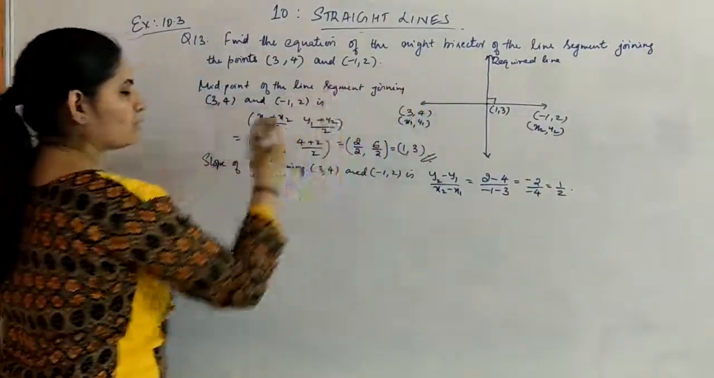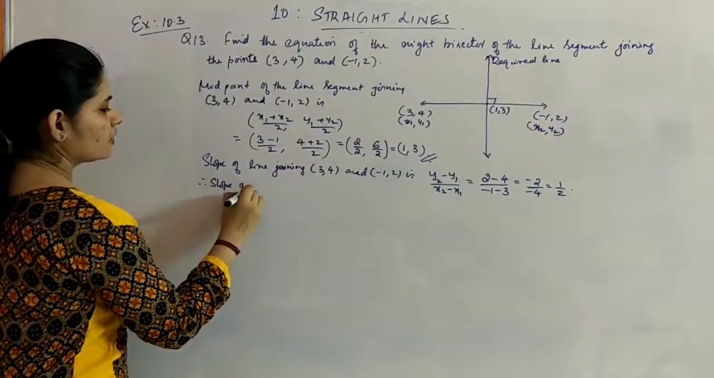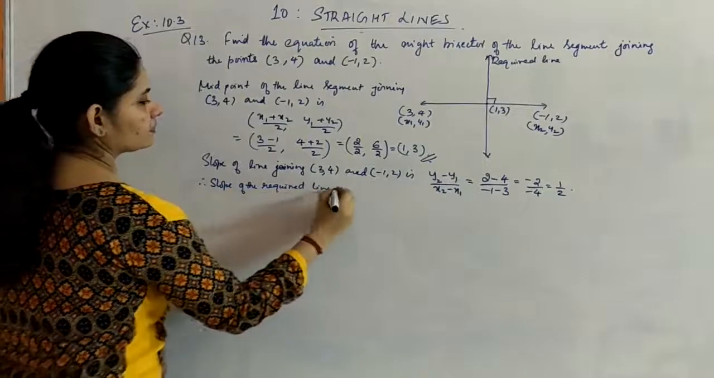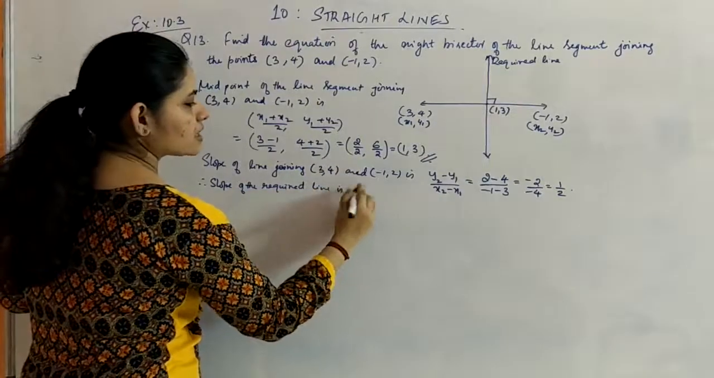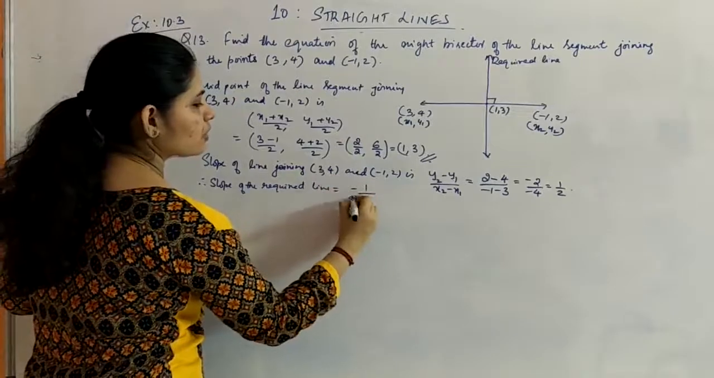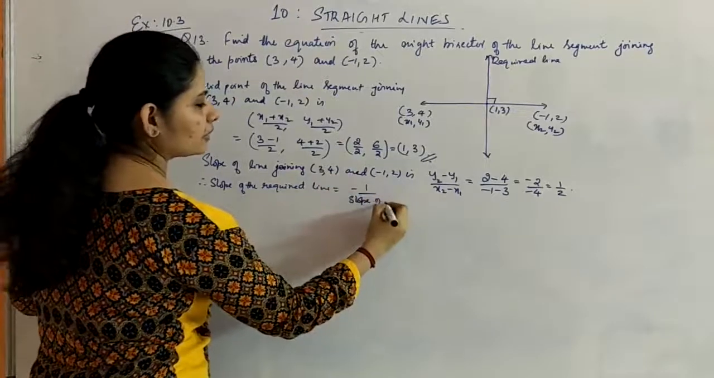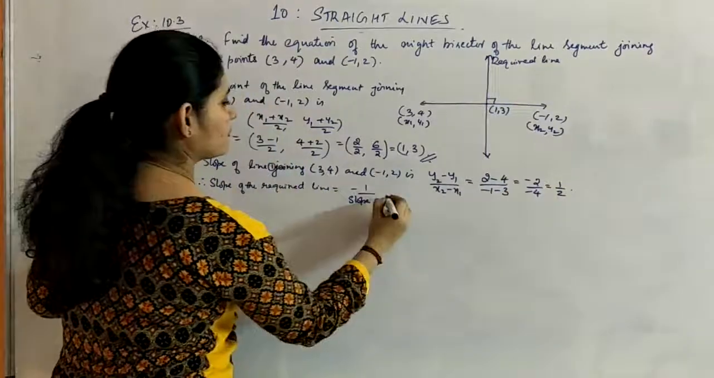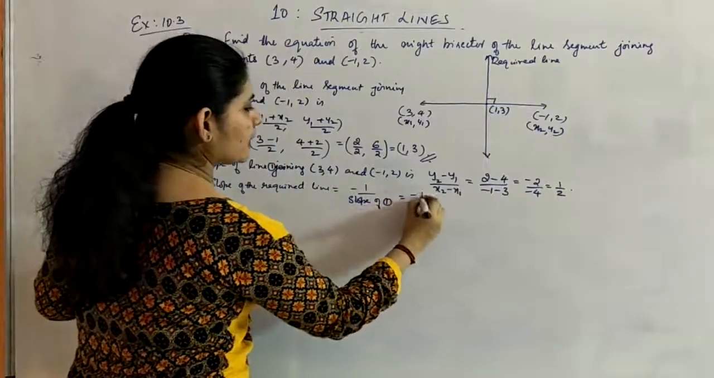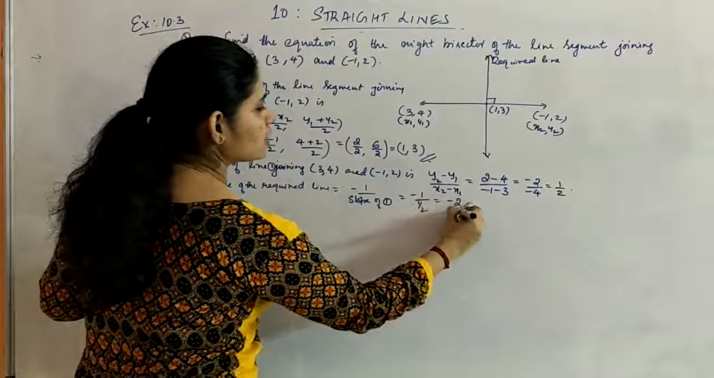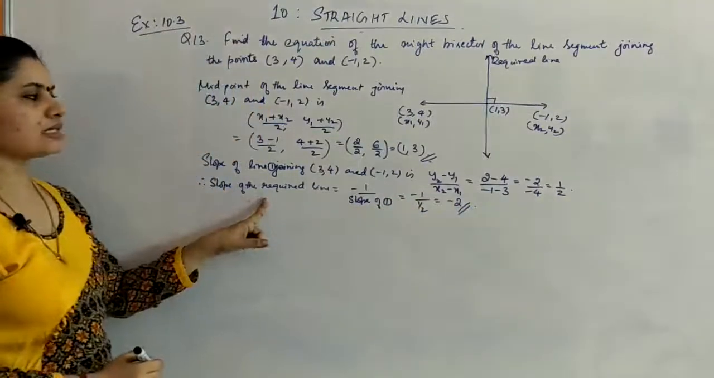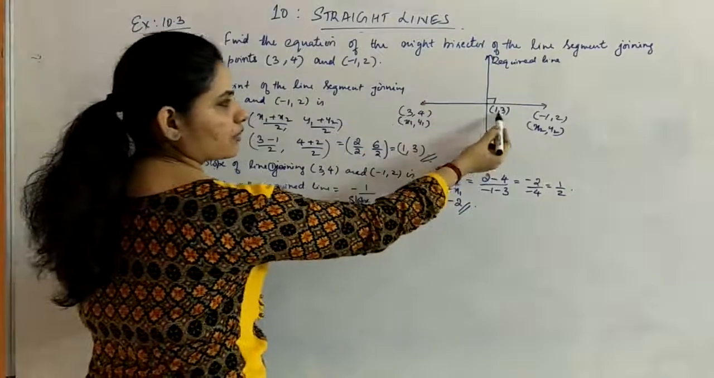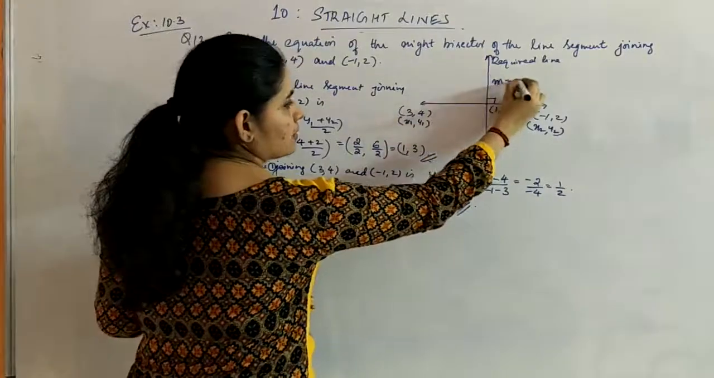Now what will be the slope of the required line? The slope of the required line is the negative reciprocal of the slope of the other one. Suppose this is line 1, the slope of the required line will be -1/(1/2), which is -2. Now we'll find the equation of the line, because the line passes through the point (1, 3) and has slope -2.